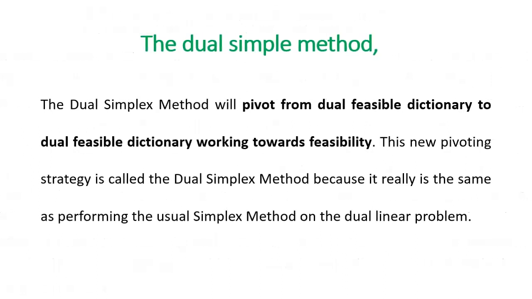So the dual simplex method, I have told in the slide before, will give us the pivot from dual feasible dictionary to dual feasible dictionary, working towards feasibility. This new pivoting strategy is called the dual simplex method because it really is the same as performing the usual simplex method on the dual linear problem.